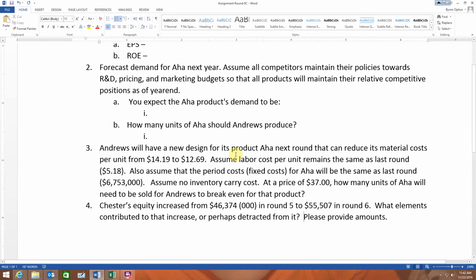3, Andrews will have a new design for its product AHA next round that can reduce its material cost per unit from $14.19 to $12.69, so $1.50 less. Assume labor cost per unit remains the same as last round, so $5.18. Also assume that the period cost or fixed cost for AHA will be the same as last round, and I got this from their annual report: $6,753,000. We can also call those fixed costs.